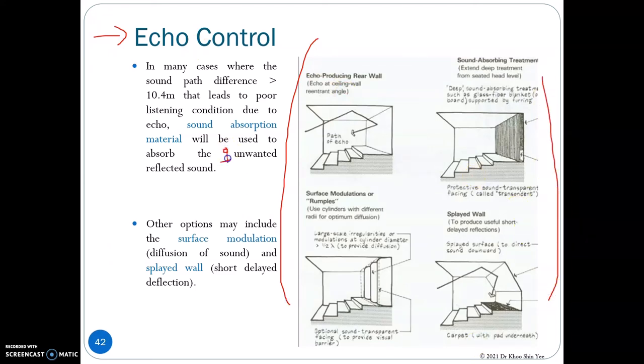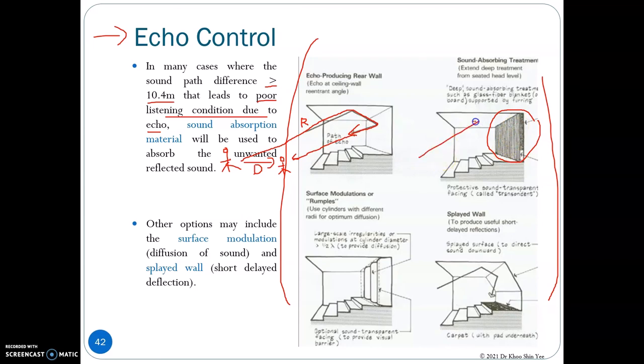Let's say the speaker is talking here to the audience, and this is the direct path, and this is the reflected path. And we know that if the reflected path to the receiver R minus the direct path is greater than 10.4 meters, it will cause poor listening condition due to the echo. This can be solved by adding the sound absorbing treatment on the wall here.